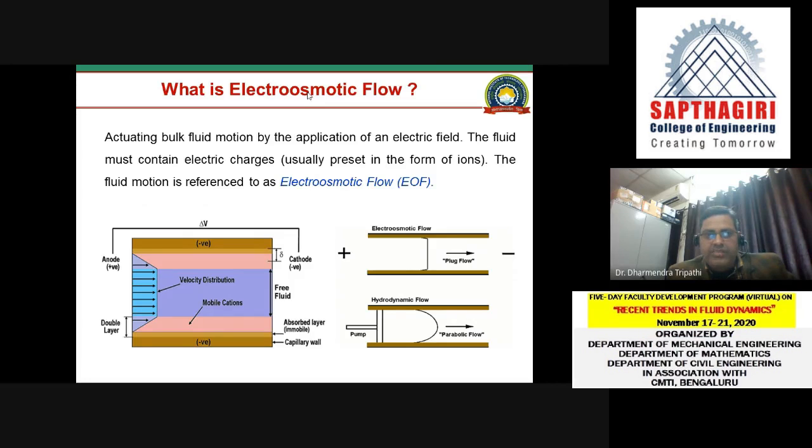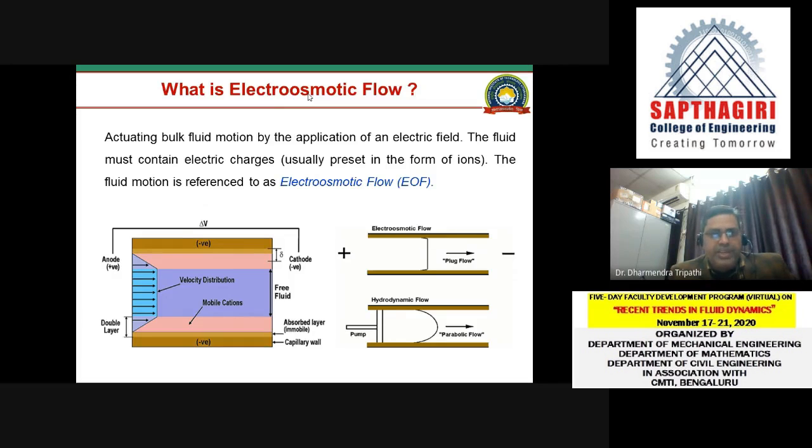So when a fluid is moving in the channel, if the surfaces of the channel are charged, whether negatively charged or positively charged, it doesn't matter. And the fluid is an electrolyte solution. Electrolyte solution means it is an aqueous solution, meaning anions and cations both are there.